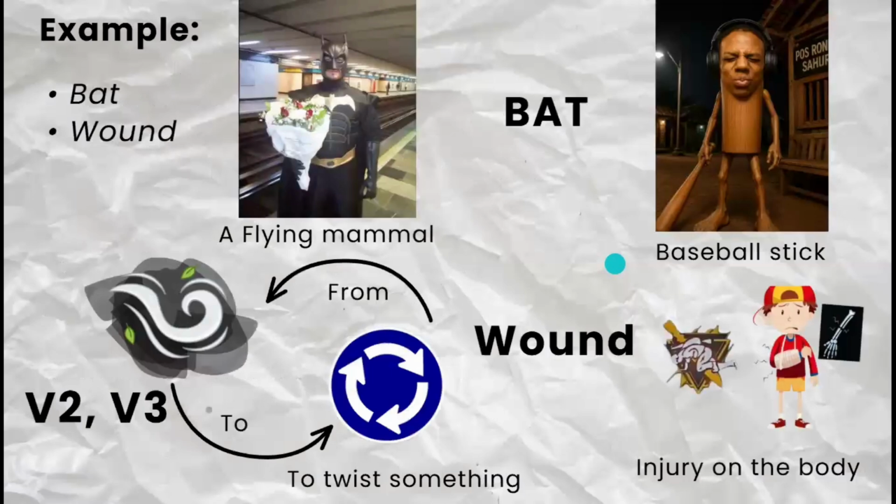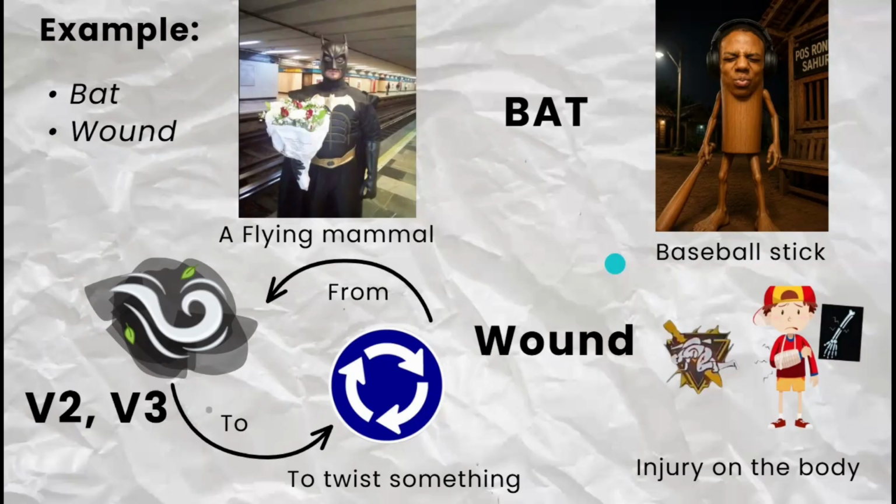Next is an example of homographs. The first is bat and wound. Bat here has the same pronunciation but a different meaning. The first meaning is a flying mammal, and the second is a baseball stick. Okay, and the second example, the next word is wound. Wound here is not the same as bat because wound has a different pronunciation and also a different meaning.